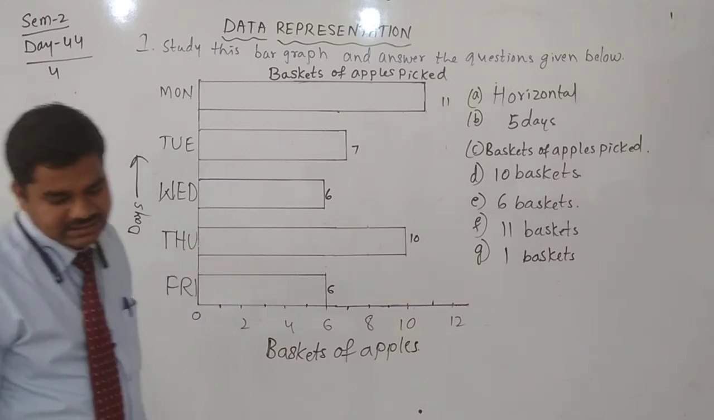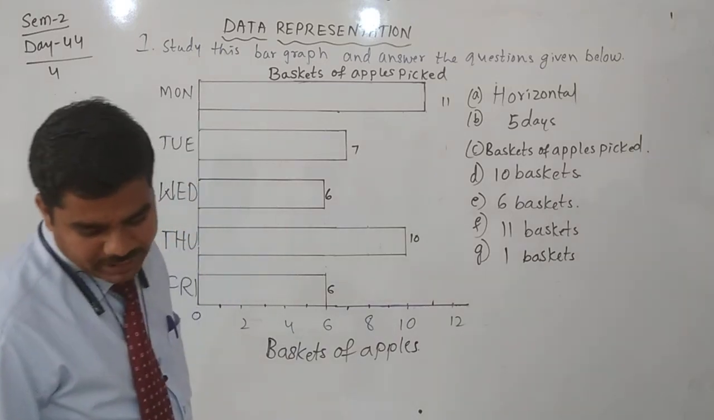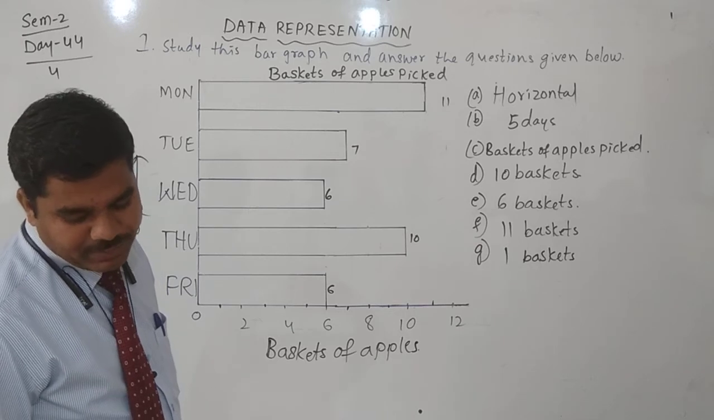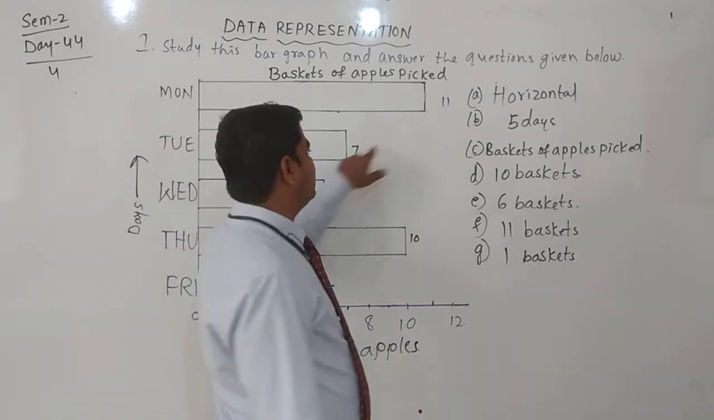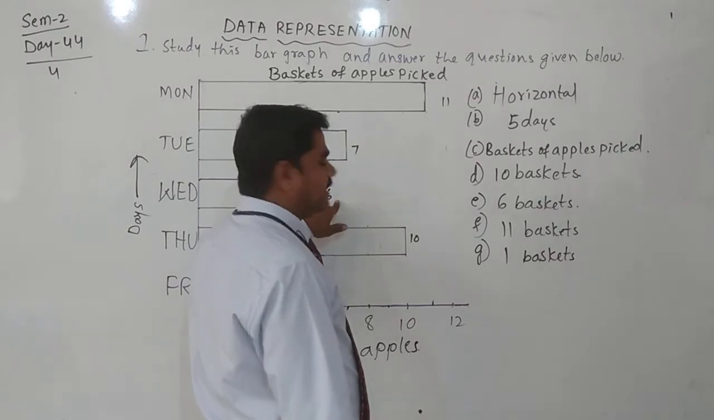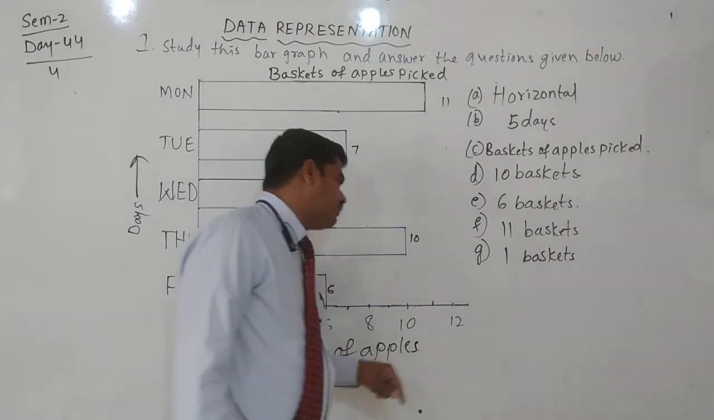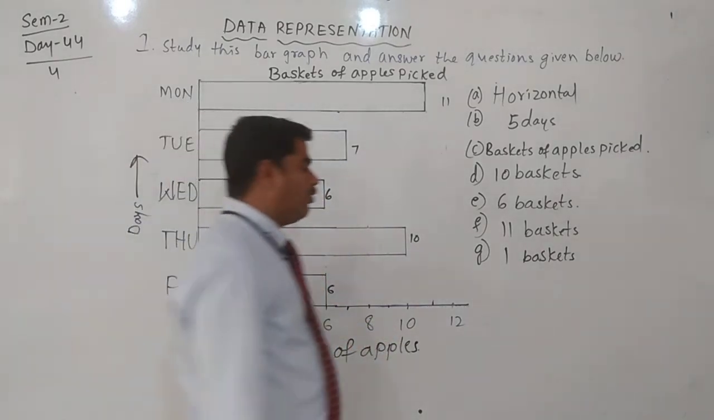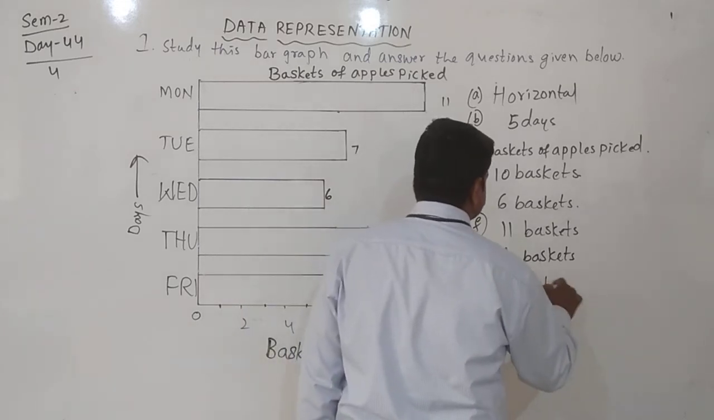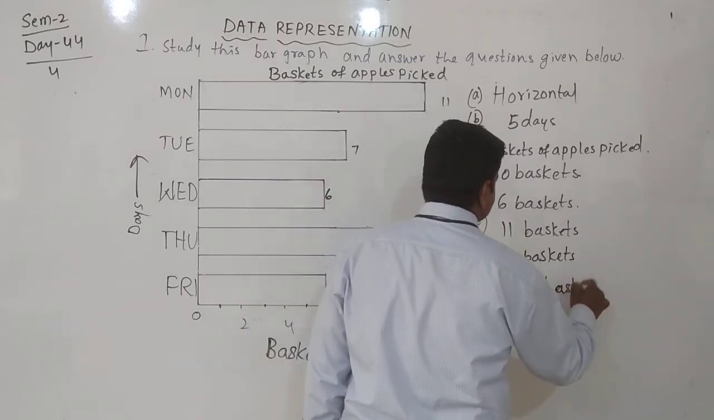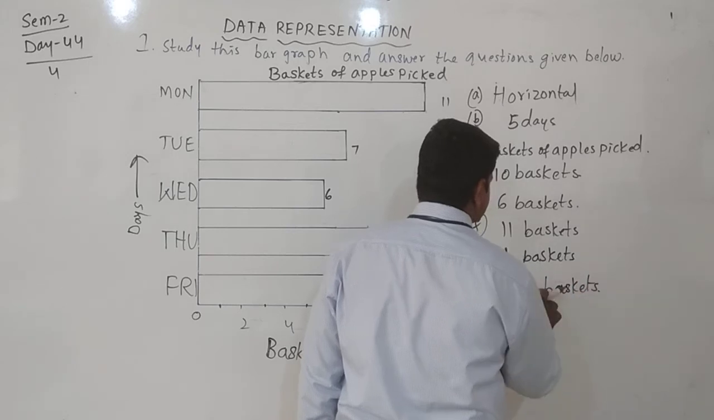Next is, how many baskets of apples were picked in all? In all means add these all. 11, 7, 18, 6, 24, 34, 40. How many baskets were picked in all? 40 baskets is the answer.